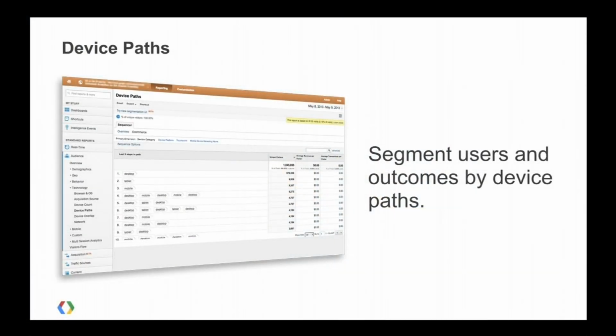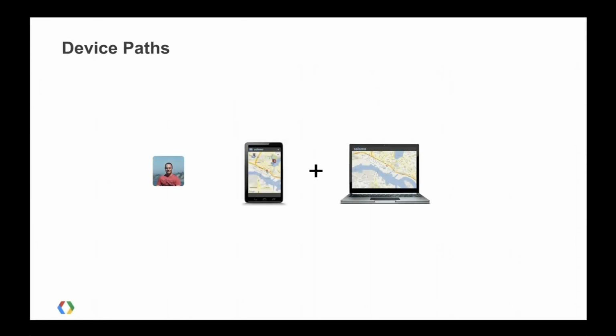Next, I want to show you the device paths report. This report's all about segmenting users and outcomes by device paths. So not overlap this time, but paths. Let me show you what that means. I just showed you how you can now use combinations of devices as segments, right? So we were able to see that Pete used both desktop and tablet. That's pretty cool. Wouldn't it also be cool if you could segment by paths? So not just the fact that Pete used both together, but that he moved from one to another in a specific order. And what could you learn from that?